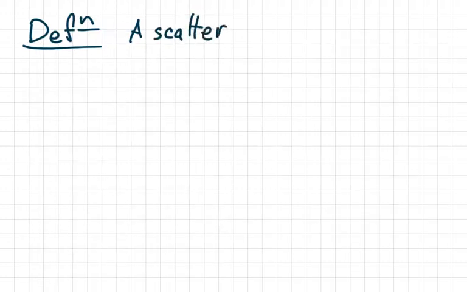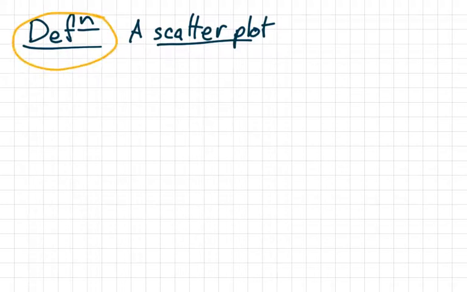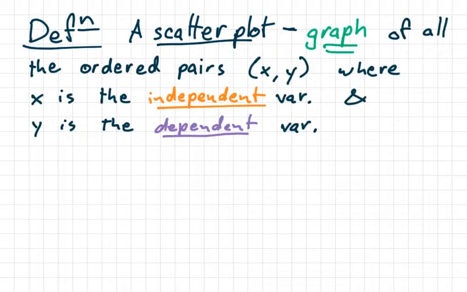One of the first ways that we're going to see how to examine if there is a relation between our numerical values in our data is via a scatter plot. Oh, by the way, this right here says definition. This one, that's always still definition. You thought it had more letters? No, that's all. A scatter plot is the graph of all the ordered pairs of the form x, y, where x is the independent variable and y is the dependent variable.